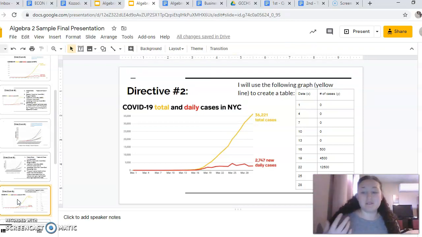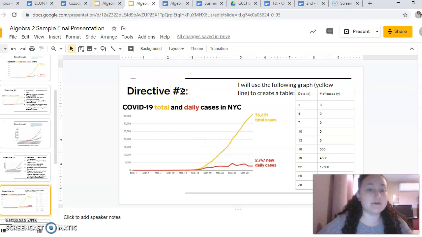So directive 1's probably, I think, the hardest and the most challenging part because you've got to find all the information. Like, you've got to find all this research. You've got to find these graphs. Once you have the graphs, you are going to then use them to do the more mathy portion of it.